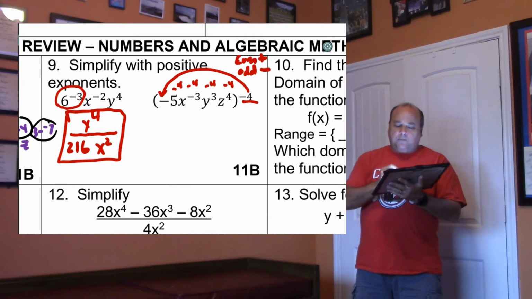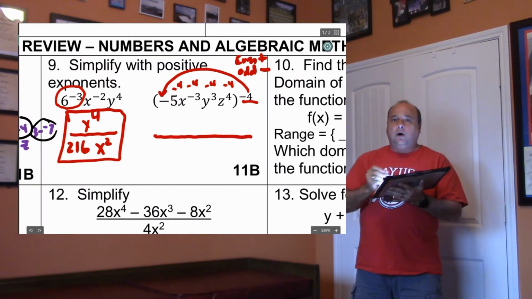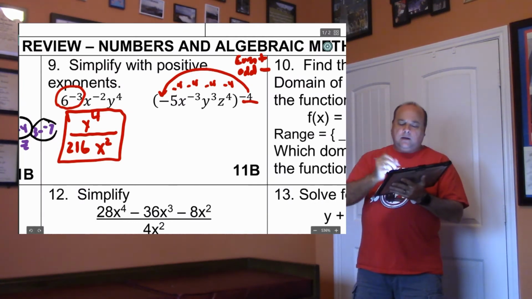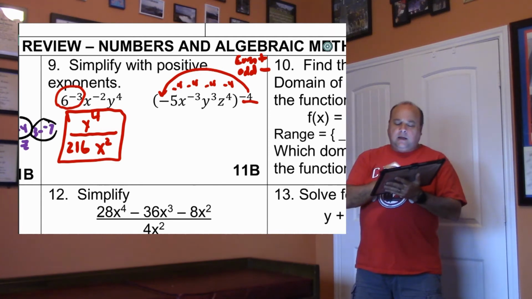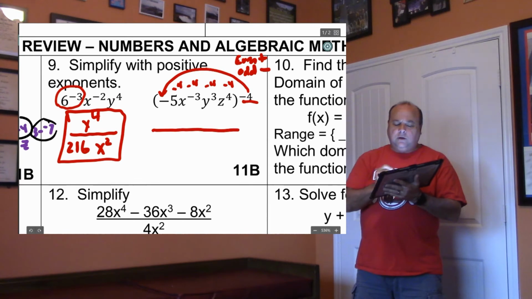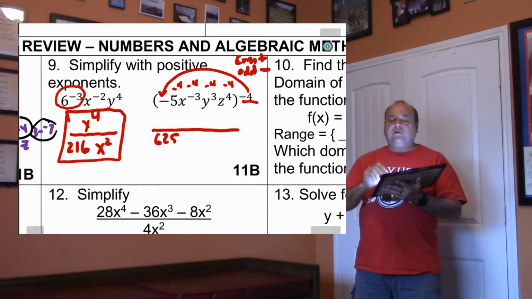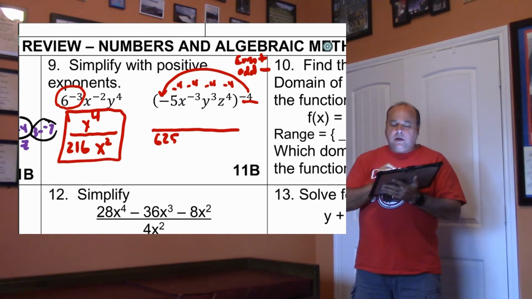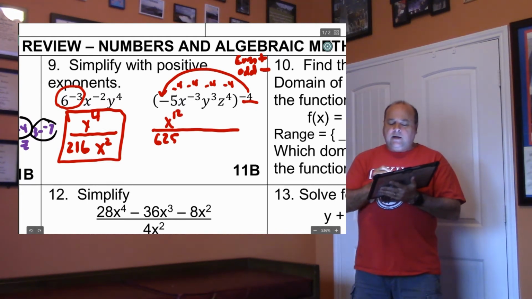So let's go back to the problem. I'm going to draw a fraction bar. We're going to need 2 fraction bars here. I'm going to put 625 on the bottom. Then I'm going to go left to right and multiply my exponents. So negative 4 times negative 3 is a positive 12. Negative 4 times 3 is a negative 12. Negative 4 times a positive 4 is a negative 16.